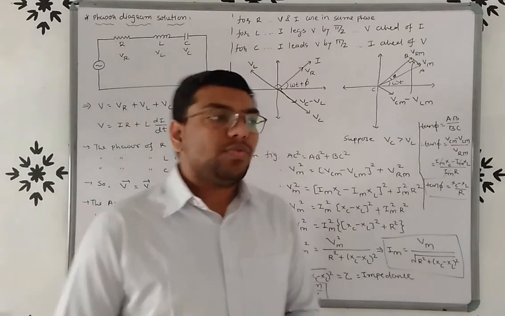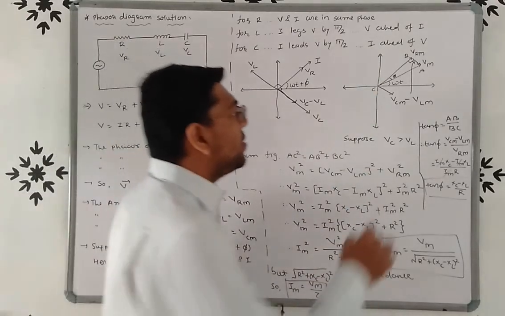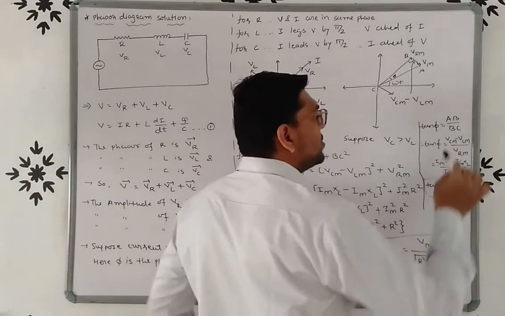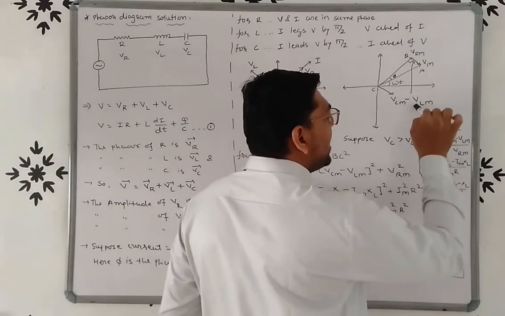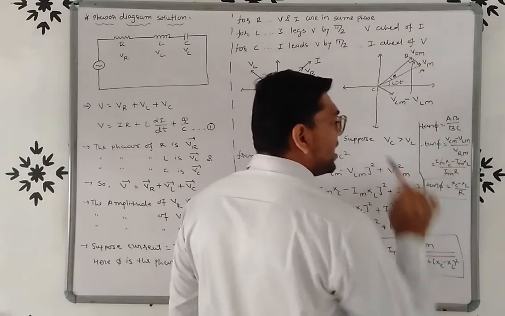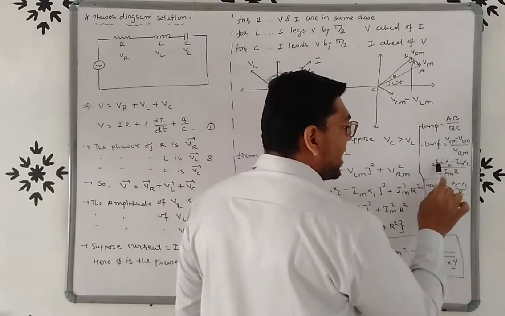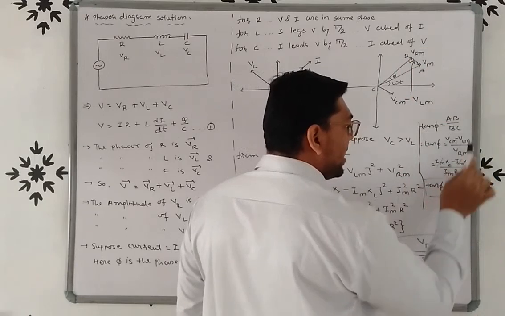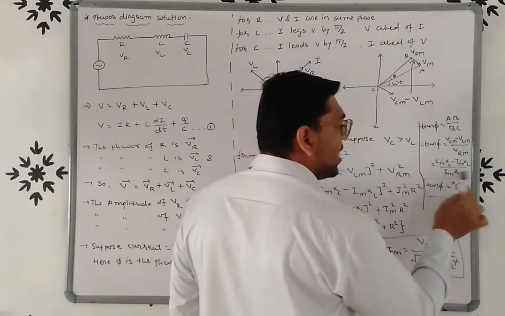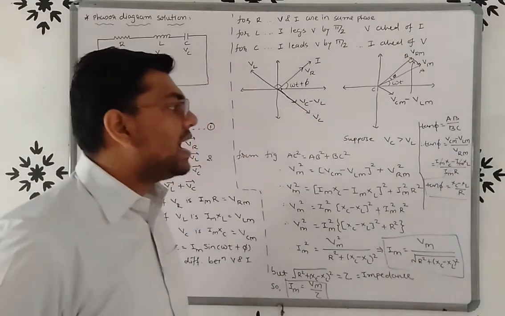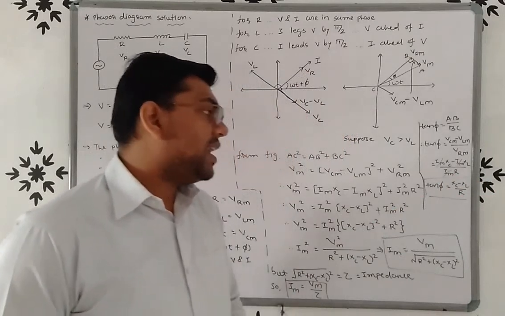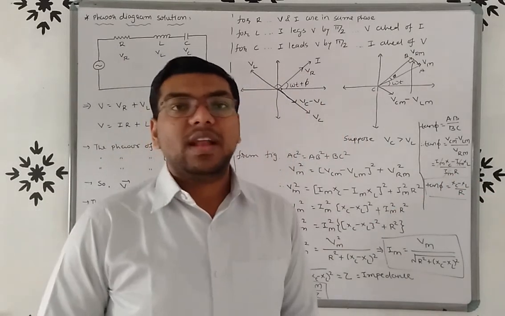Now if we want to find this angle phi, then from this figure we use tan phi is equal to AB upon BC. So AB is VCM minus VLM, upon BC, that is equal to VRM. So VCM is IM into XC, minus VLM is IM into XL, upon VRM. VRM is IM into R. So here IM cancels, and tan phi is equal to (XC minus XL) upon R.